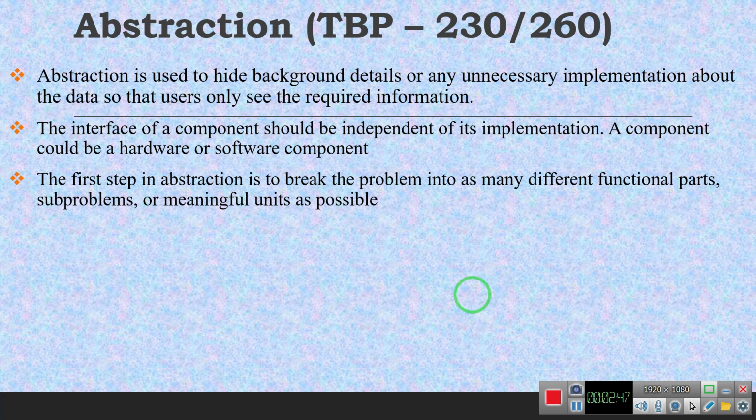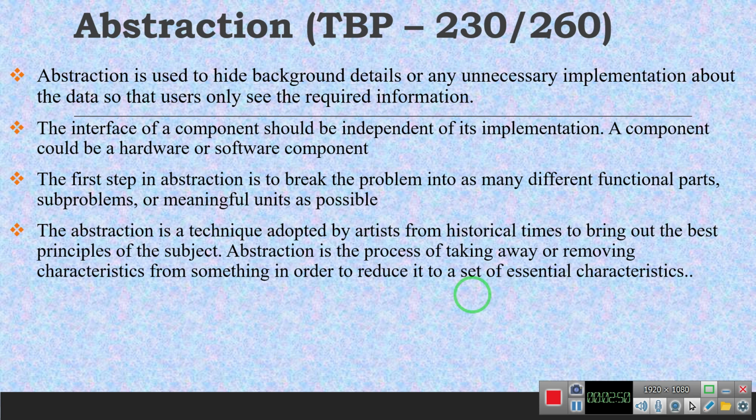Not giving detailed information, just brief information. Abstraction is a technique adopted by artists from historical times to bring out the best principles of the subject. Abstraction is the process of taking away or removing characteristics from something in order to reduce it to a set of essential characteristics. Here, historical background means from historical times to bring out the best principles of subjects, like a landscape or sunset, as an example. So we have to take out the best output from the problem.